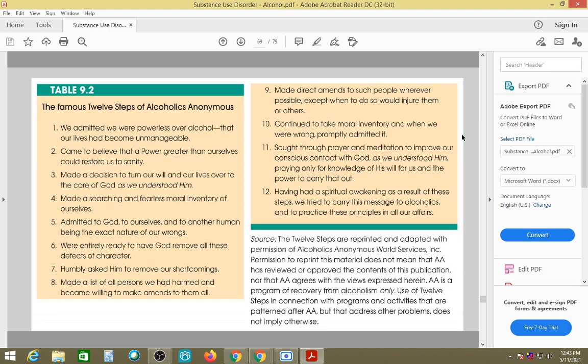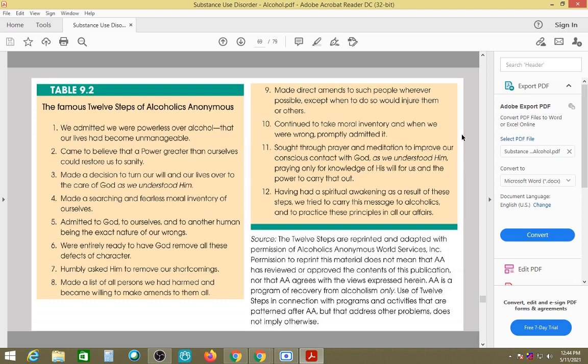1. We admitted we were powerless over alcohol, that our lives had become unmanageable. 2. Came to believe that a power greater than ourselves could restore us to sanity. 3. Made a decision to turn our will and our lives over to the care of God as we understood Him. 4. Made a searching and a fearless moral inventory of ourselves. 5. Admitted to God, to ourselves, and to another human being the exact nature of our wrongs. 6. We were entirely ready to have God remove all these defects of character. 7. Humbly asked Him to remove our shortcomings.